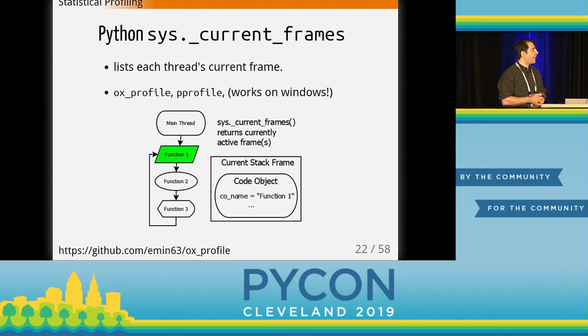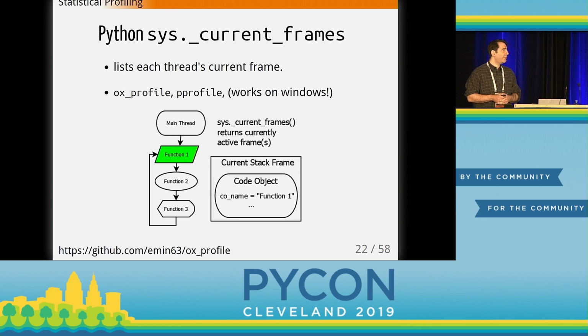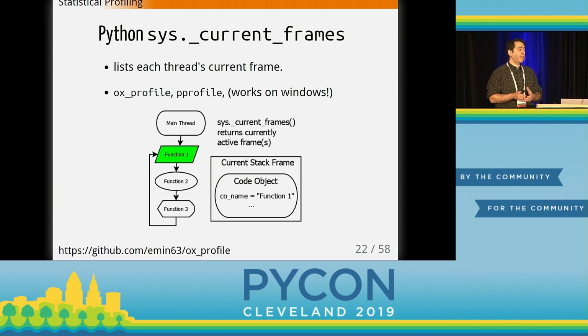Okay, so now let's get into how we're going to do this. So there's this really neat function in the sys module called _current_frames. And the way you know it's really neat is because it starts with an underscore in the sys module. So something special is going on here. So sys._current_frames basically lists each thread's current frame. And so then you can peek into the frame and figure out what's going on. So this is how pprofile works, and also oxprofile, which is the profiler I wrote. And because these are pure Python, they work on Windows, which is nice.